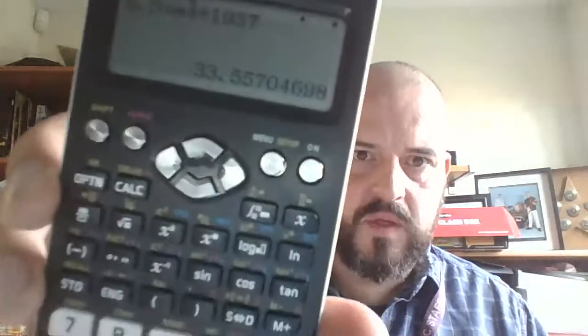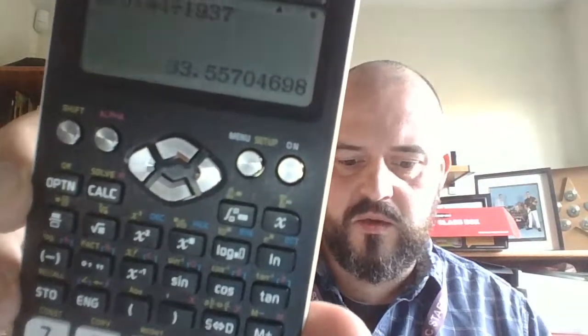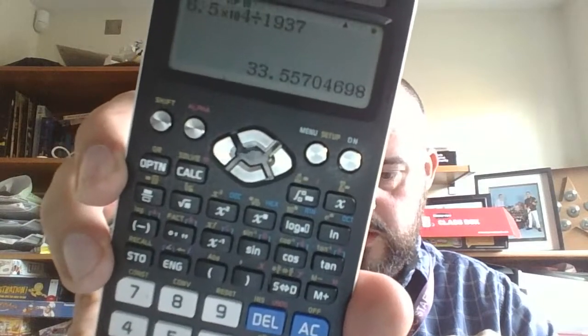Just to prove that one to you, where's my calculator? Just do that final calculation there. So we had 6.5 times 10 to the 4. That was our power, which we'd been given in the question, dividing that by 1937, which is the component of weight down the ramp that we calculated. Boom. Answer to the question, which was C.